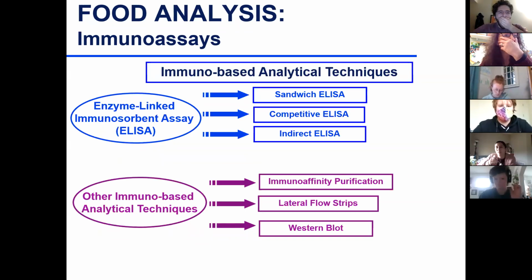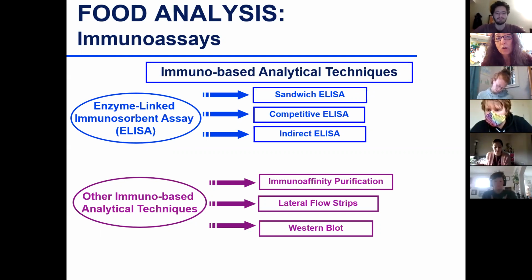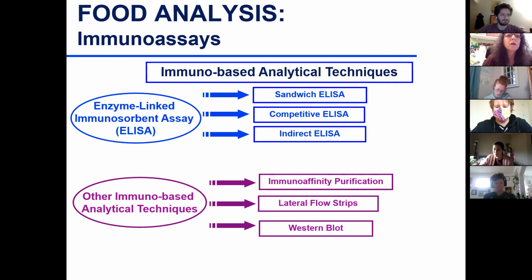So we're going to learn ELISA today. We're going to talk about enzyme-linked immunosorbent assay. We have a very common form, which is the sandwich ELISA, which you might have heard of. There is another form, we call it comparative ELISA, and another form we call indirect ELISA. We're going to talk about each one of those. And then briefly, we're going to talk about immunoaffinity purification, lateral flow test strip, and Western blot.